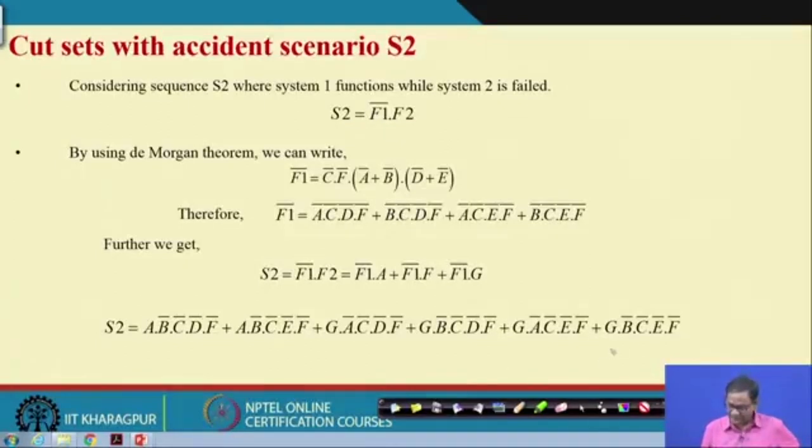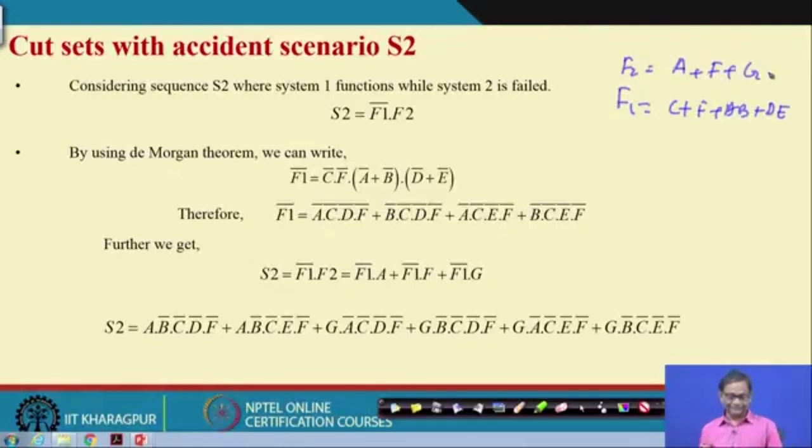It is already there, fine. So, suppose F1, what is F1? F1 is C plus F plus AB plus DE, and F2 is A plus F plus G. That is what we know. Now, S2 is F1 bar and F2. F1 bar means the success of system 1. So, from here we want to know F1 bar.